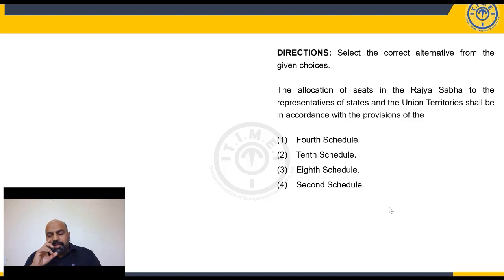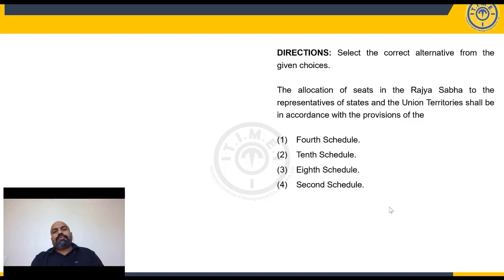Remember, the first amendment added the 9th schedule in 1951. The 9th schedule talks of land reform laws, which originally were beyond judicial review, but now they can be subject to judicial review. That is, they can be challenged in a court of law.